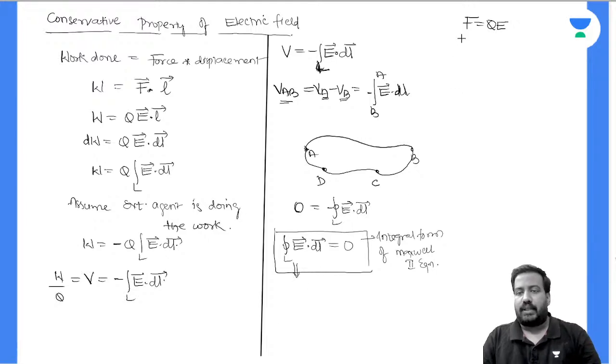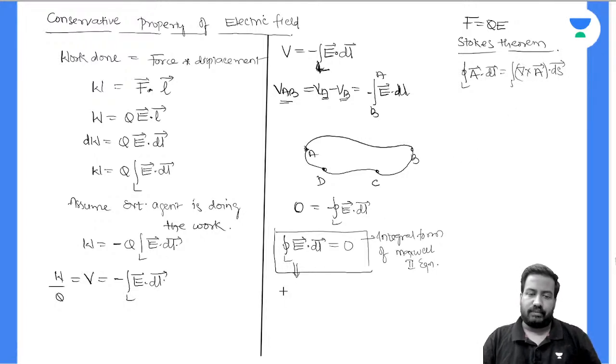Applying Stokes theorem on this. Anyone, what is Stokes theorem, dear? According to Stokes theorem, closed loop integral of A dot dl is equal to surface integral of del cross A dot ds. Applying Stokes theorem, surface integral of del cross E dot ds is 0, implies del cross E is equal to 0.